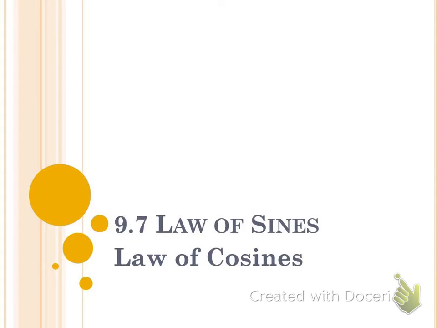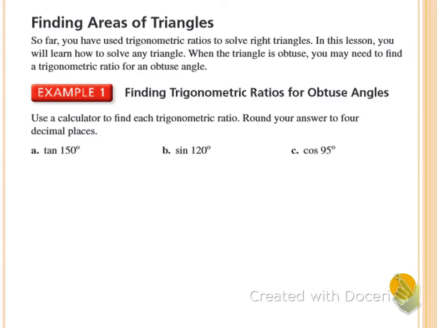So law of sine, super important. Law of cosine, more or less important. Before we do, we're going to talk about finding area of triangles. So far, you've used trig ratios to solve right triangles. In this lesson, you'll need to learn how to solve any triangle.